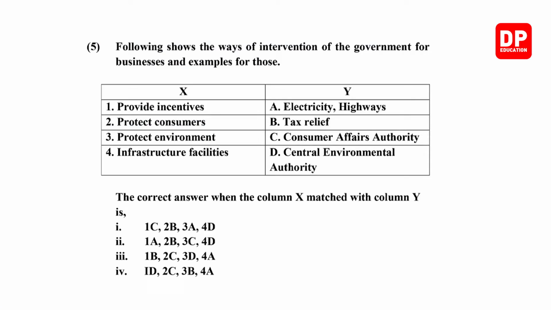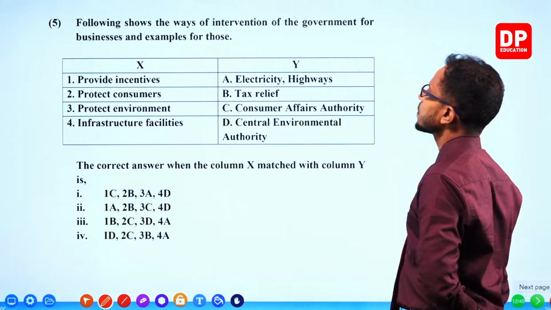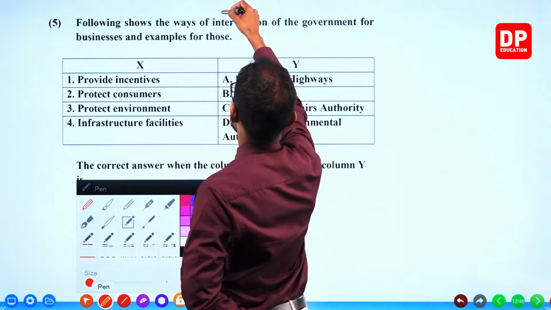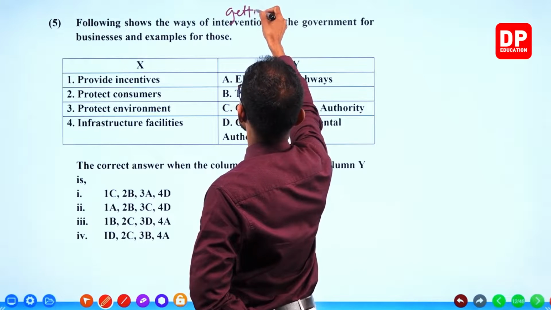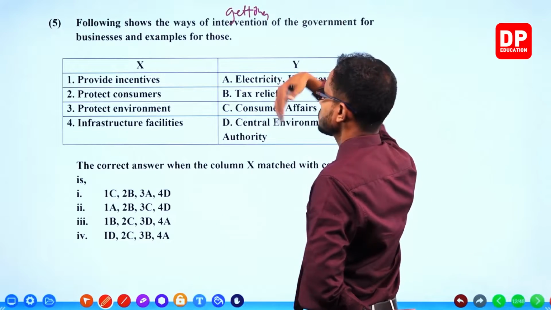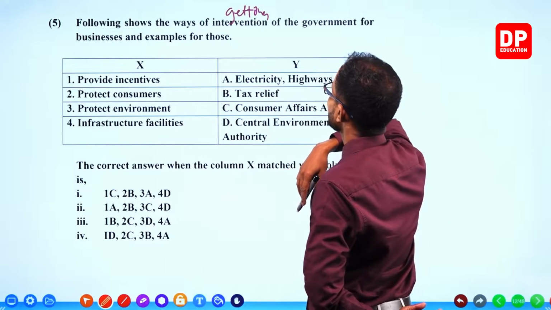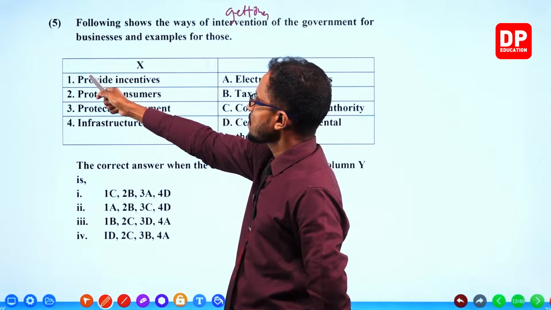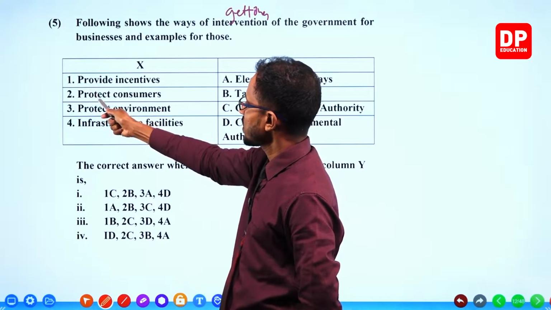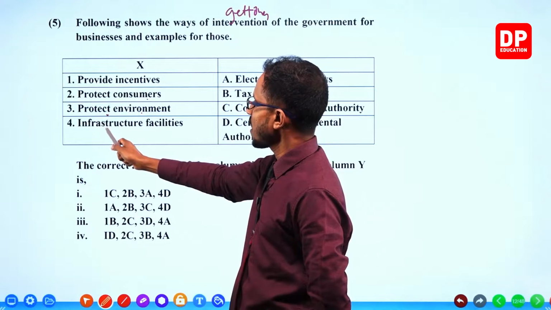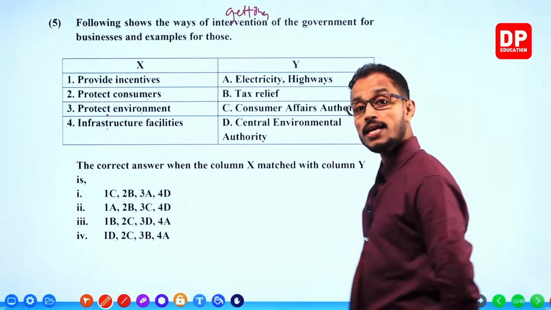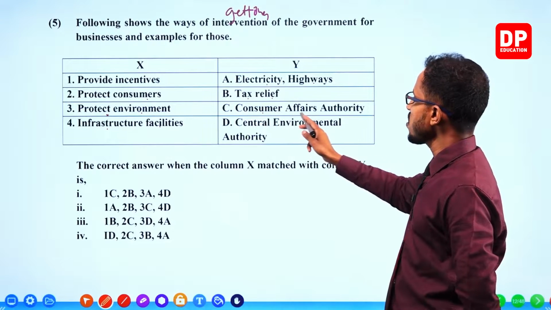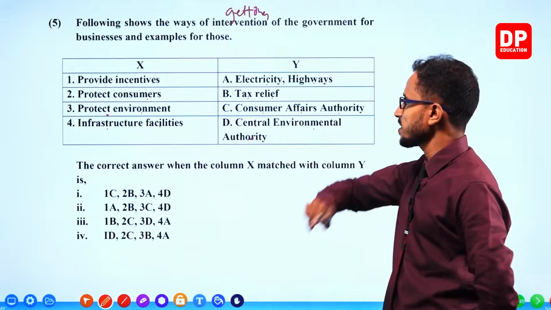Next, following shows the ways of intervention of the government for business and examples for those. Intervention means what? Getting involved, or getting in the middle, of the government for businesses and examples for those. X column: provide incentives, protect consumers, protect environment, infrastructure facilities. And Y column: electricity highways, tax relief, consumer affairs authority, central environmental authority.